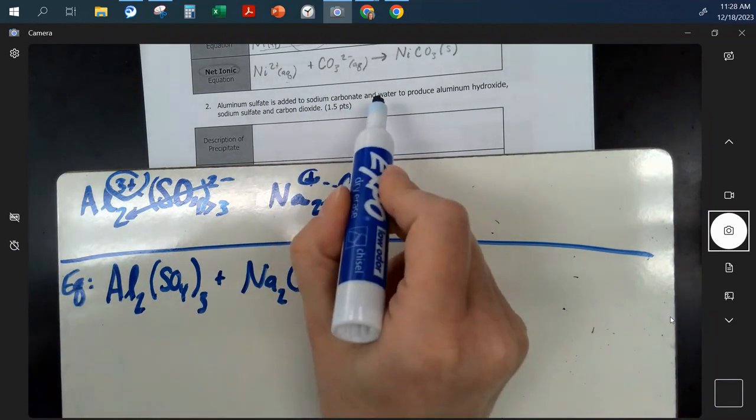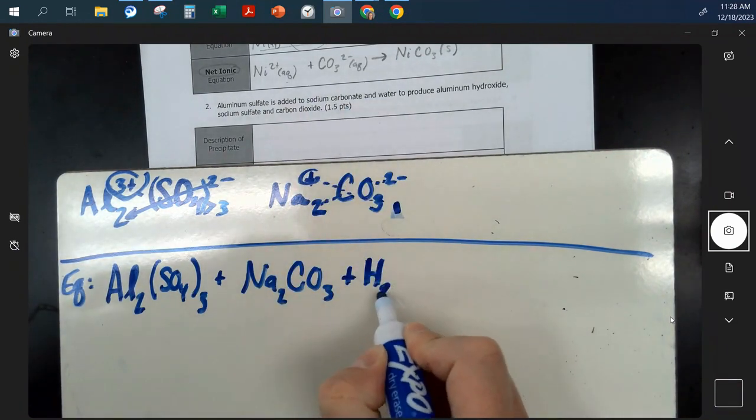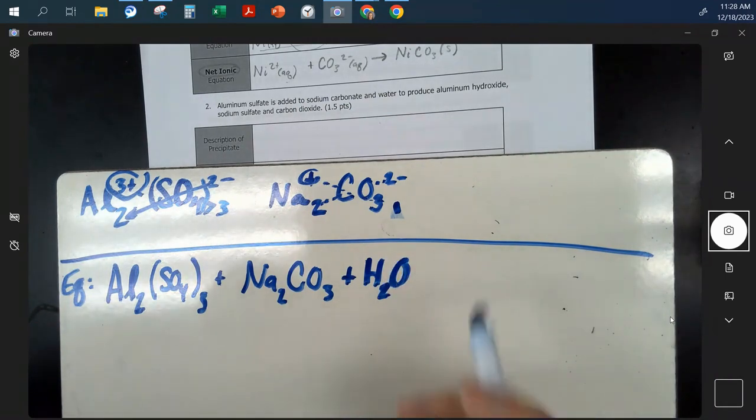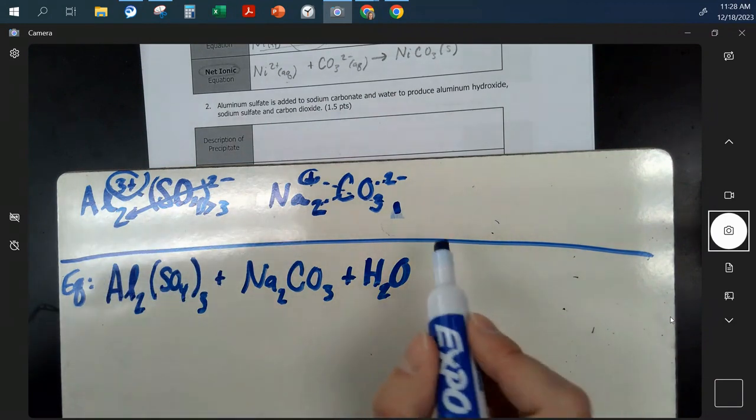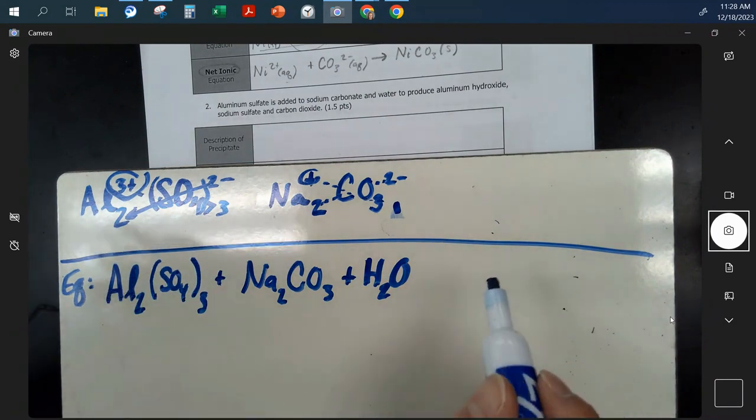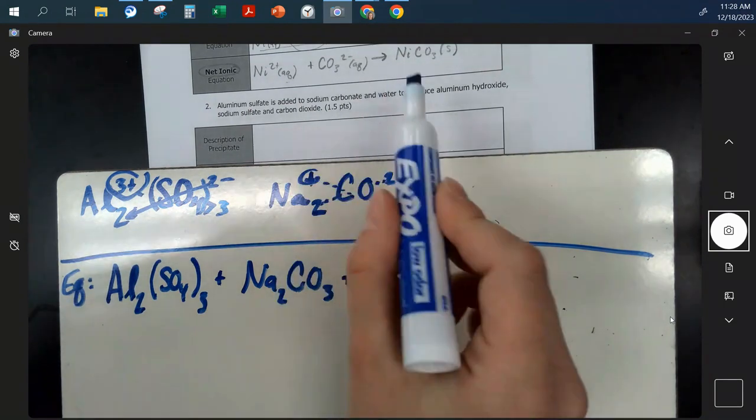Okay, the next piece says water. So just add water. Usually we don't write water in the equation. We are writing it here because it's participating. It's reacting. If it doesn't react, then it's just a solvent. We don't write solvents in the chemical equation unless they are reacting. And then it says to produce.